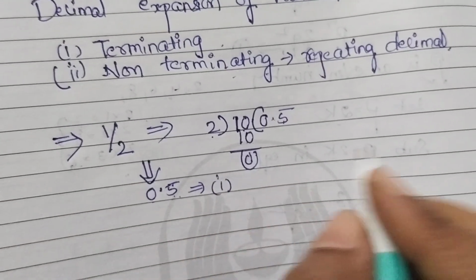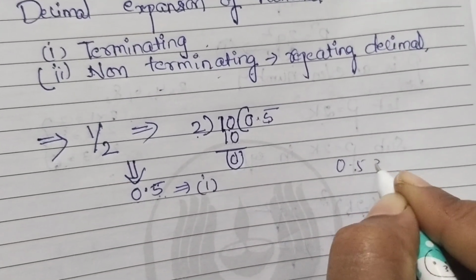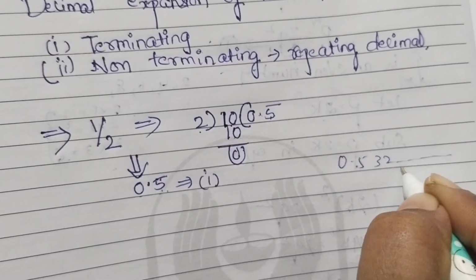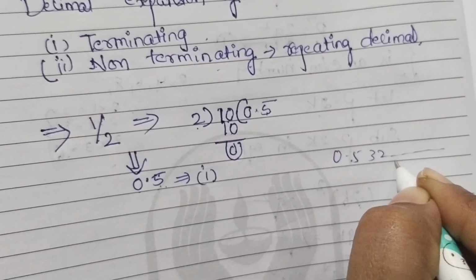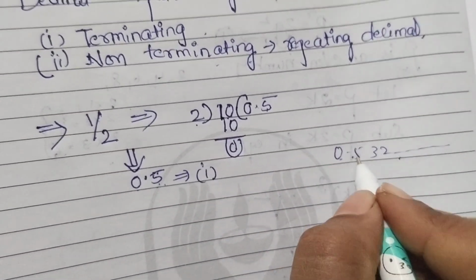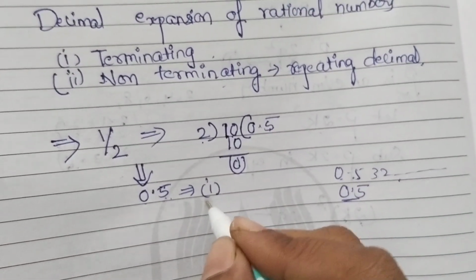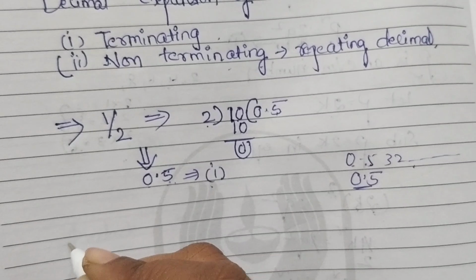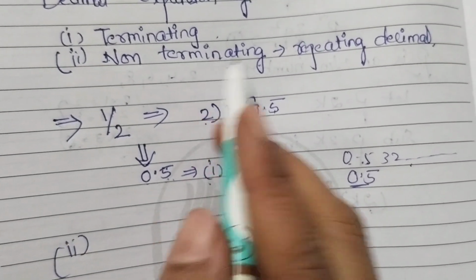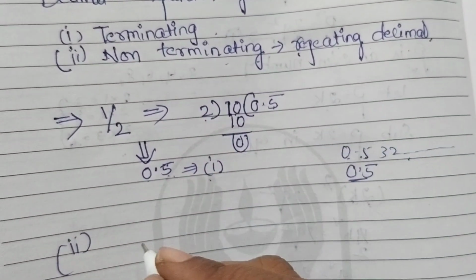It is not expanding like 0.532 and so on. It is not like this. Okay. It has stopped here. We got the answer at 0.5. So it is a terminating decimal. And we'll take an example for the second one also. That is non-terminating repeating decimal.